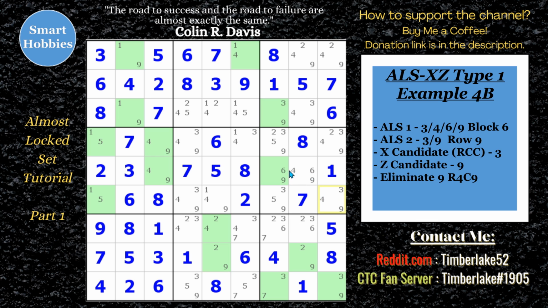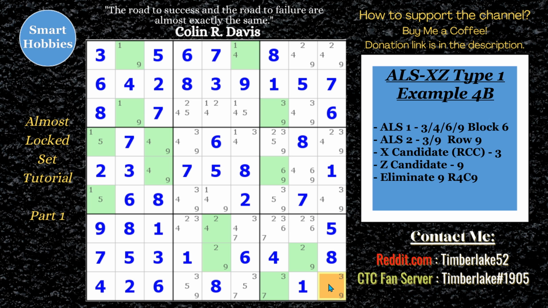You notice the 6s are restricted to this block. The 4s are restricted to this block. The 9s roll in here. And the 3, there's just one 3. So if this 3 can see another 3, maybe outside of this block, we can start looking for 2 ALSs for this XZ rule. And sure enough, you come down here and you go, oh, well, it sees this 3.